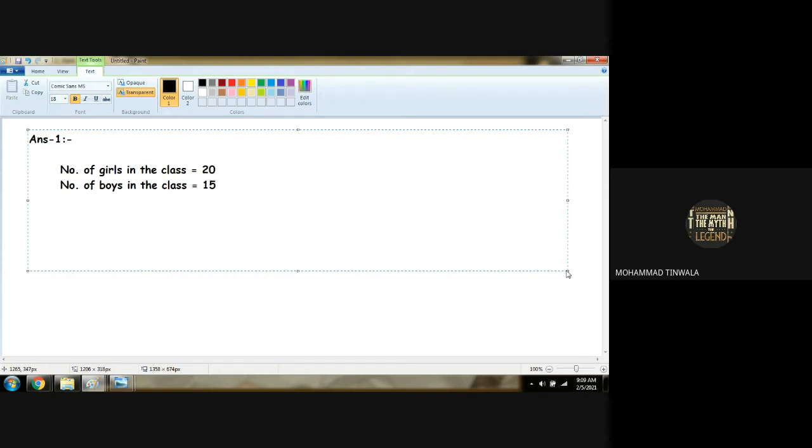Okay, so the third step will be: the total number of students is equal to 20 girls plus 15 boys. Am I correct? Did you understand or not? Is equal to, we found 35 as the total number of students. So we got all three contents required for the sum to calculate and compare.